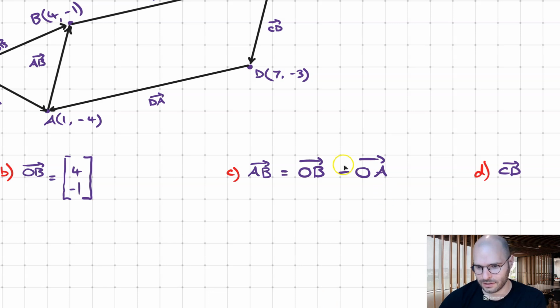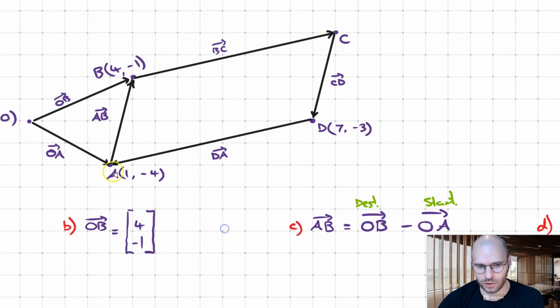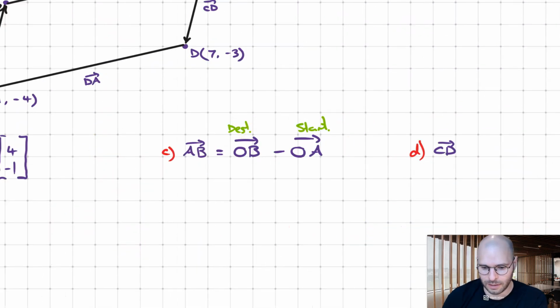So you subtract the starting vector from the destination. And this is the rule we employ to be able to find position vectors connecting two non-zero coordinates within space. Alright, putting the values in.